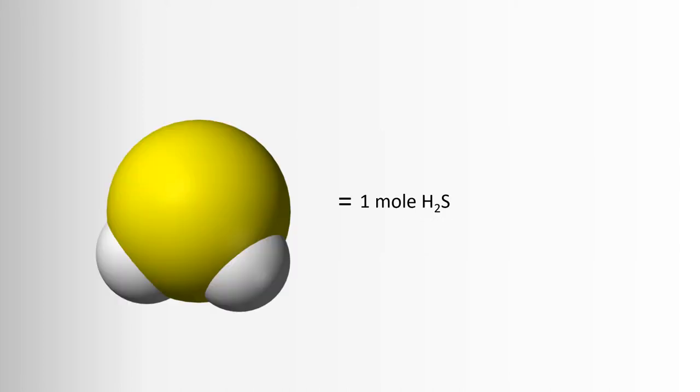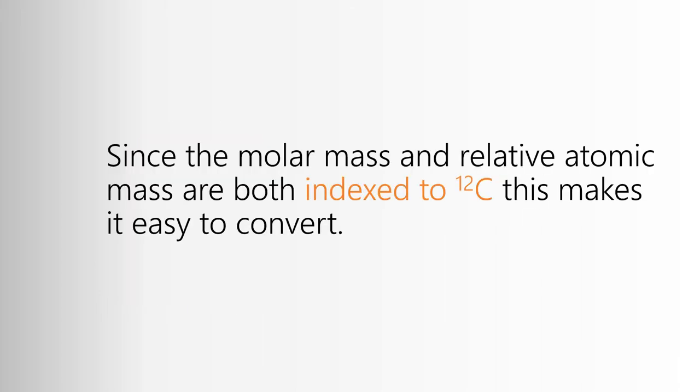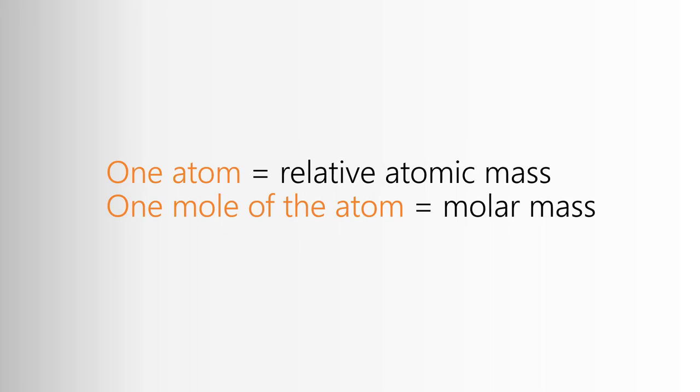Okay. So if we look at one mole of H2S, we have one mole of sulfur and two moles of hydrogen, because each of those H2S molecules can be broken apart into two H's and one S. To reiterate, since both the molar mass and the relative atomic mass are linked to that carbon-12, the numbers are interconvertible. One atom: relative atomic mass. One mole of an atom: molar mass. Relative atomic mass is in AMUs. Molar mass is in grams.